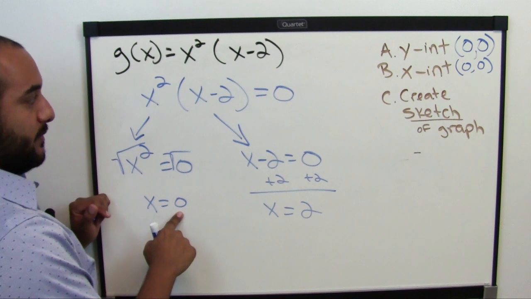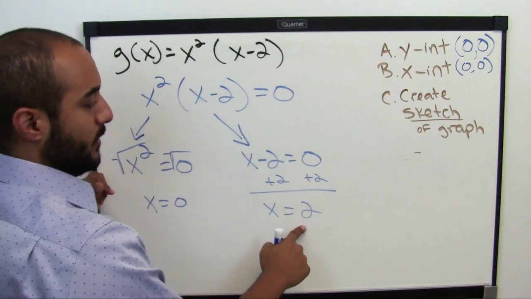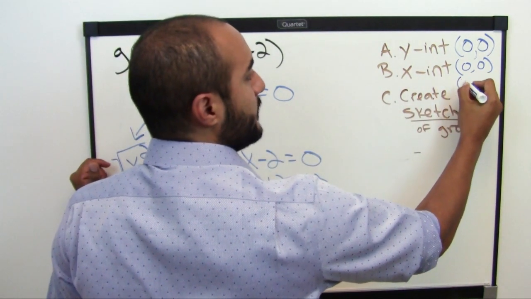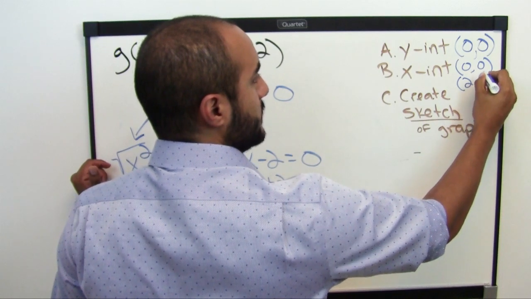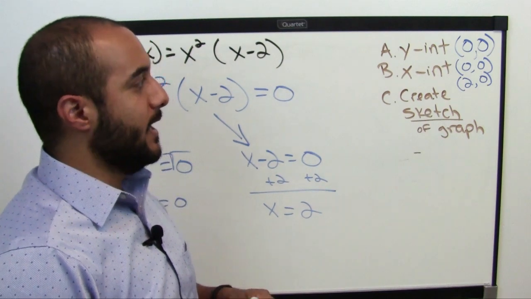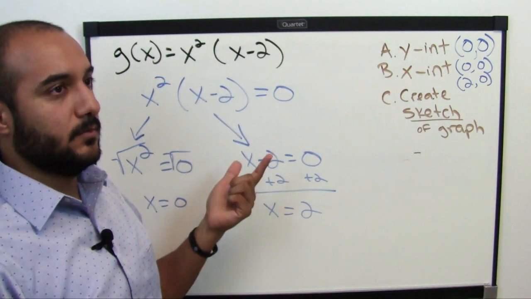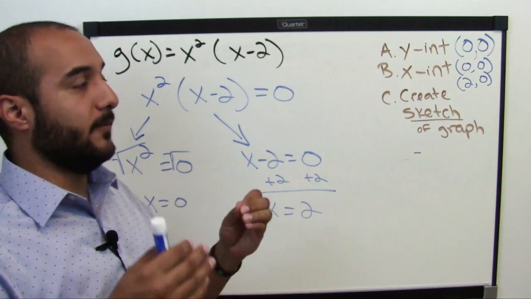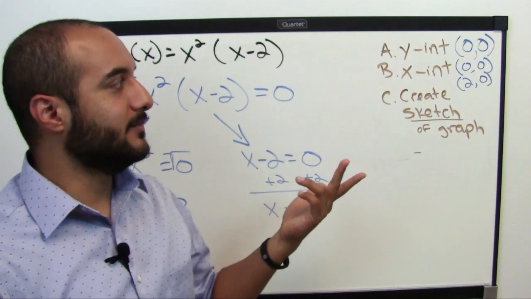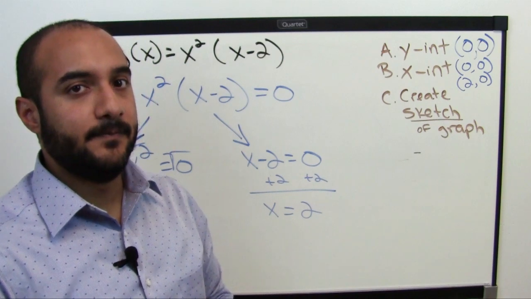Okay, remember, we're essentially making the y equal to 0. And here, when my x is equal to 2, I also get 0. So my other x-intercept is (2, 0). Interesting. Notice that this is a third degree polynomial. So traditionally, you might have thought that I should cross the x-axis 3 times, but I only have 2 x-intercepts. So let's see why that is.